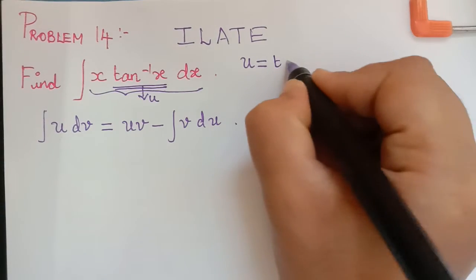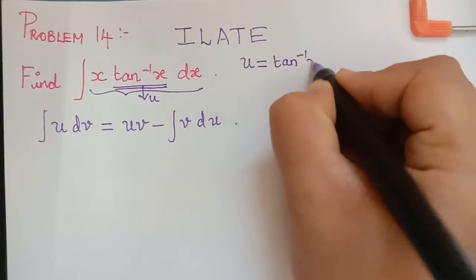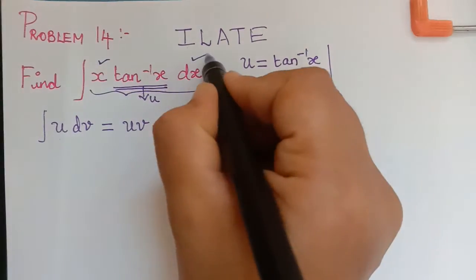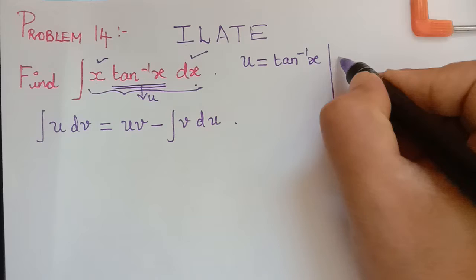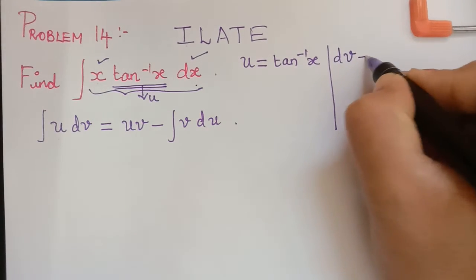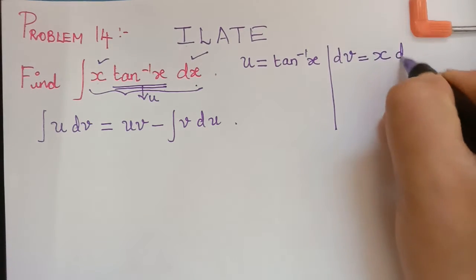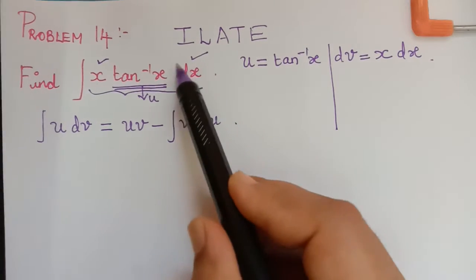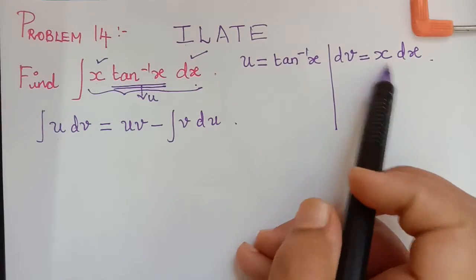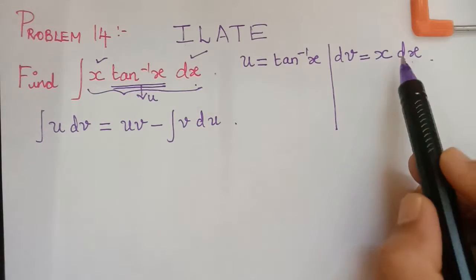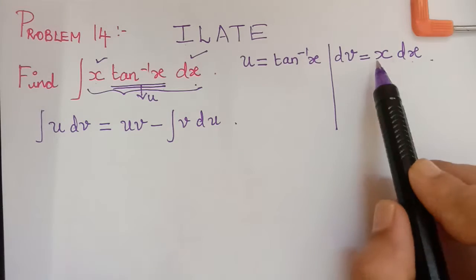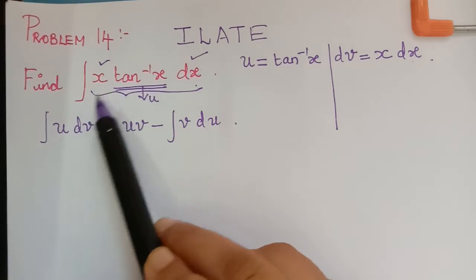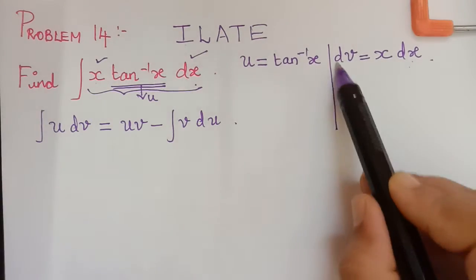So tan inverse of x will be taken as u, and the remaining, so what is remaining? x dx is remaining, so that we have to take as dv. So dv is equal to x dx. Usually the students tend to forget to take this dx along with this x. If you take this dx only, you will be able to integrate it. So without fail, this dx you have to take along with this function which is remaining. So x dx will be dv.